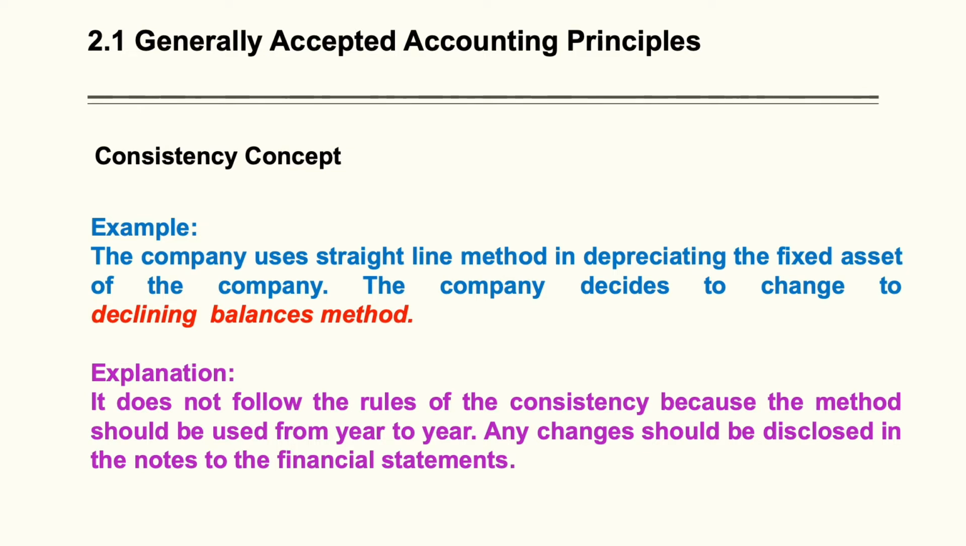Can they do that? So of course the answer is no, right? Okay, now let us look at the explanation. So why the company cannot do that? Because it does not follow the rules of the consistency concept. Because the method should be used from year to year. Any changes should be disclosed in the notes to the financial statement.